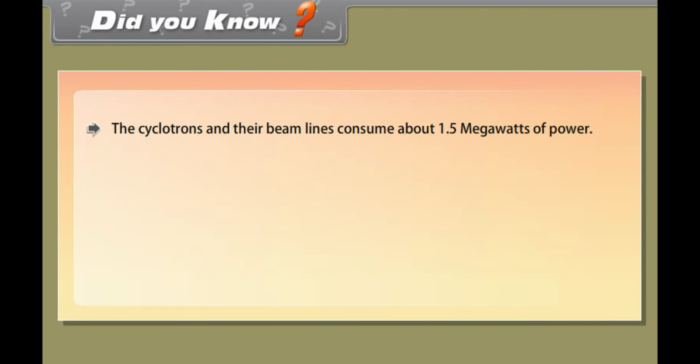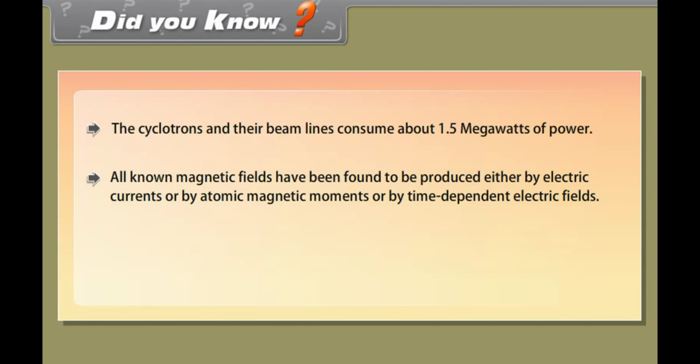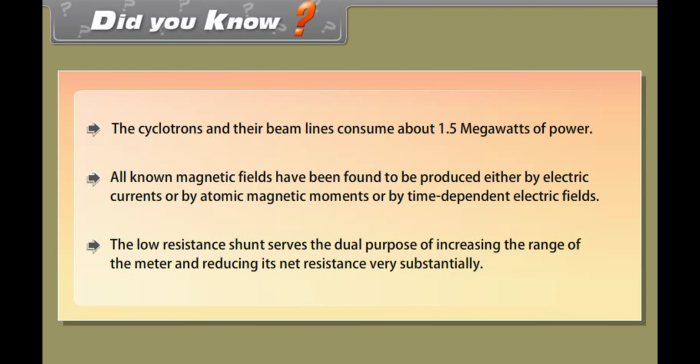Did you know? The cyclotrons and their beam lines consume about 1.5 megawatts of power. All known magnetic fields have been found to be produced either by electric currents or by atomic magnetic moments, or by time-dependent electric fields. The low-resistance shunt serves the dual purpose of increasing the range of the meter and reducing its net resistance very substantially.